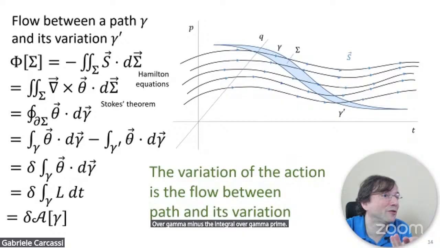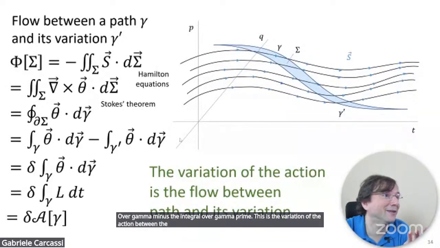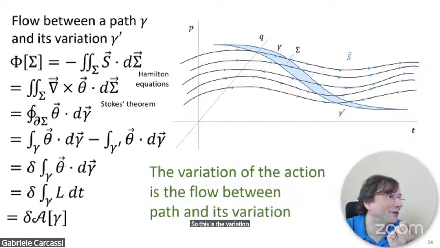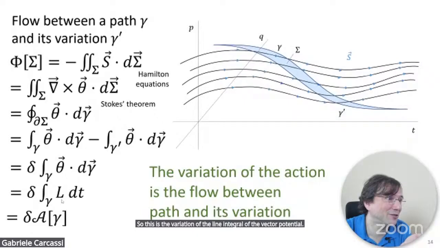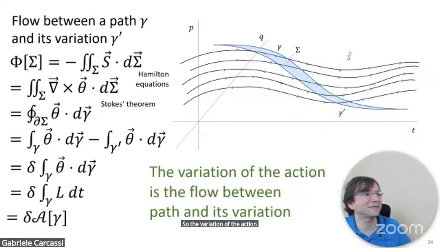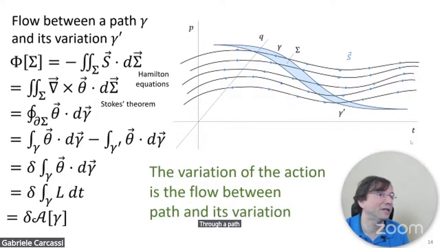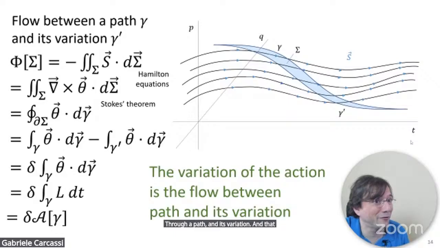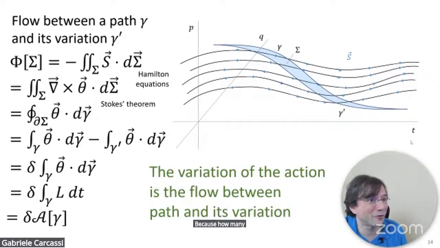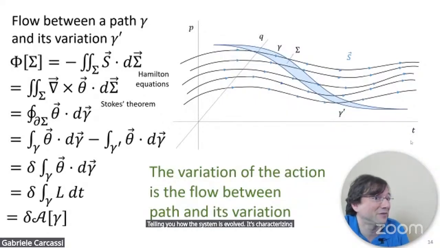This is the variation of the action between the path and the variation. So this is the variation of the line integral of the vector potential. This is the action. So this is the variation of the action. So the variation of the action geometrically tells us what is the flow of states through a path and its variation. And that is physically meaningful, because how many states go there, what the flow is, that's telling you how the system evolves. It's characterizing how the system behaves.